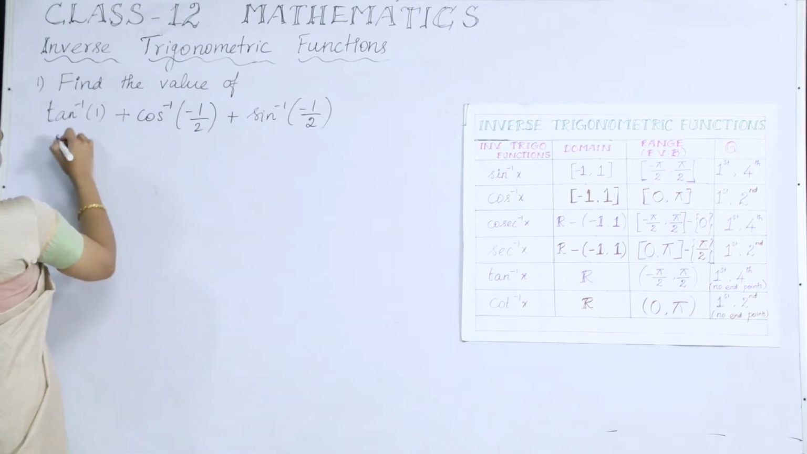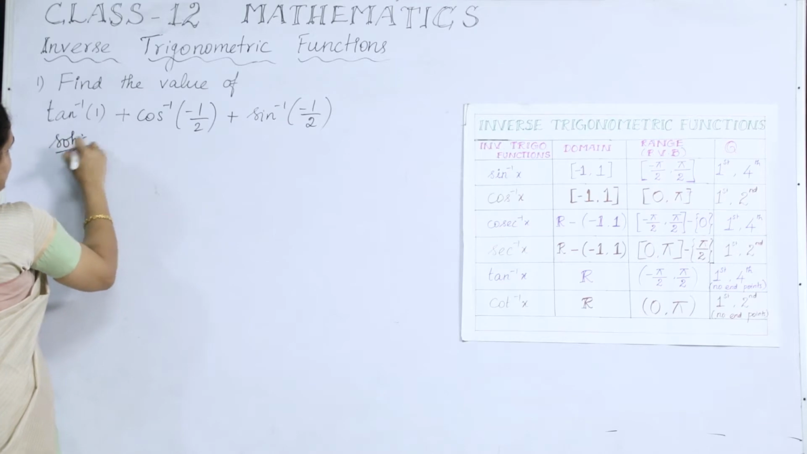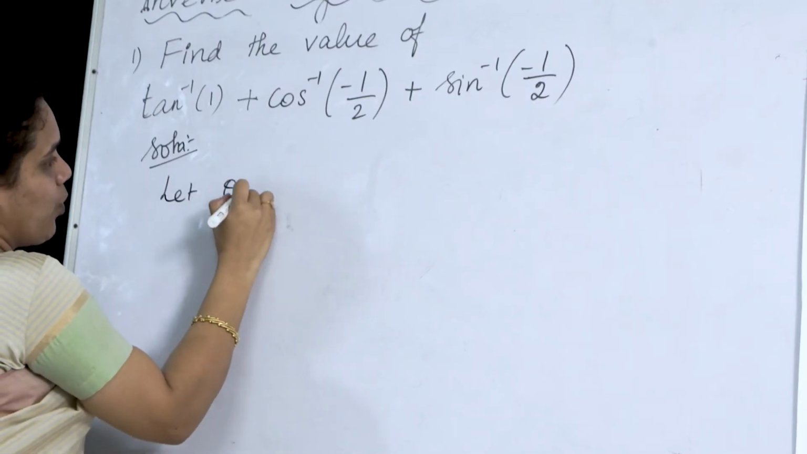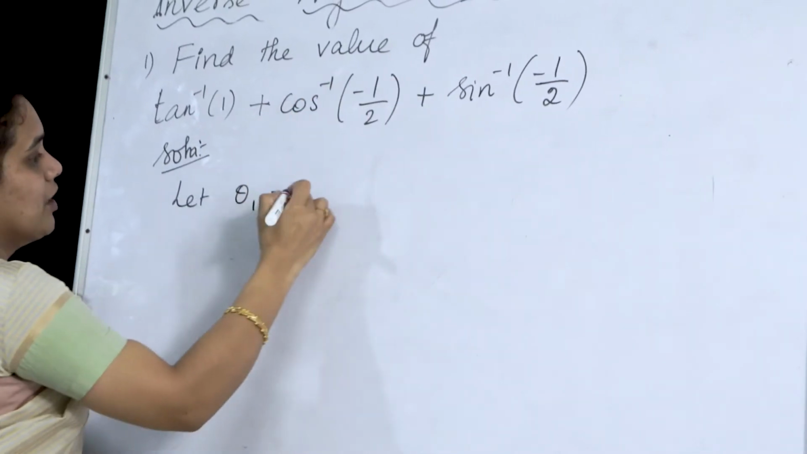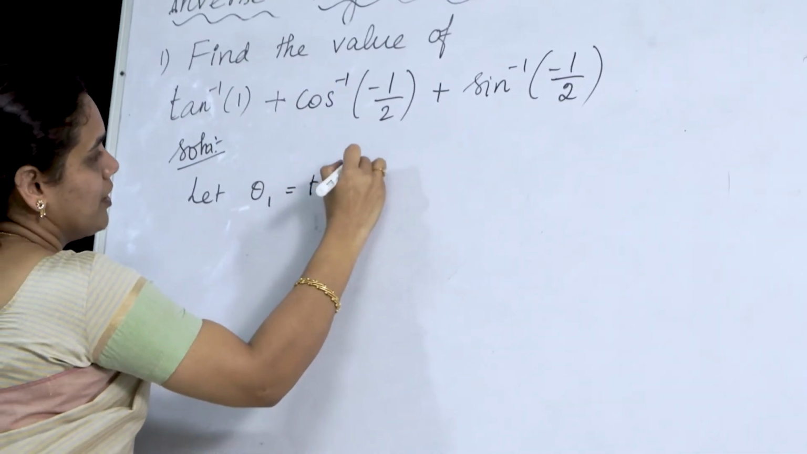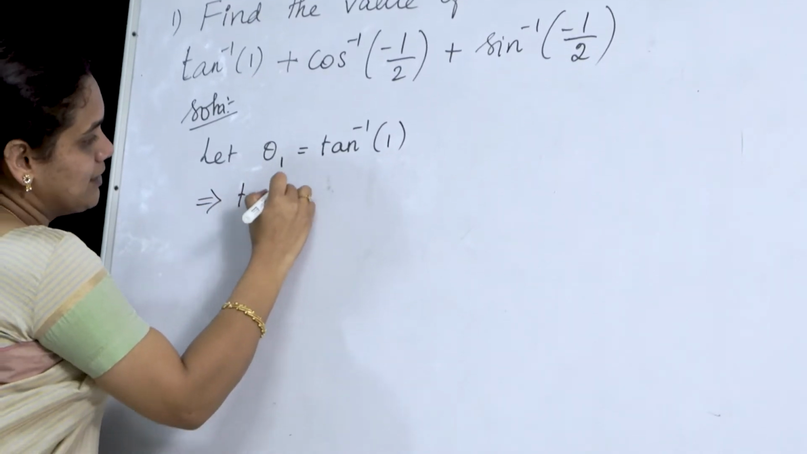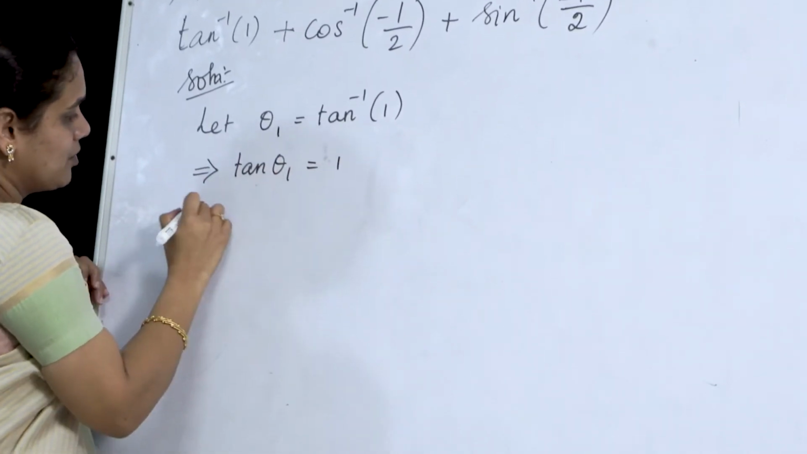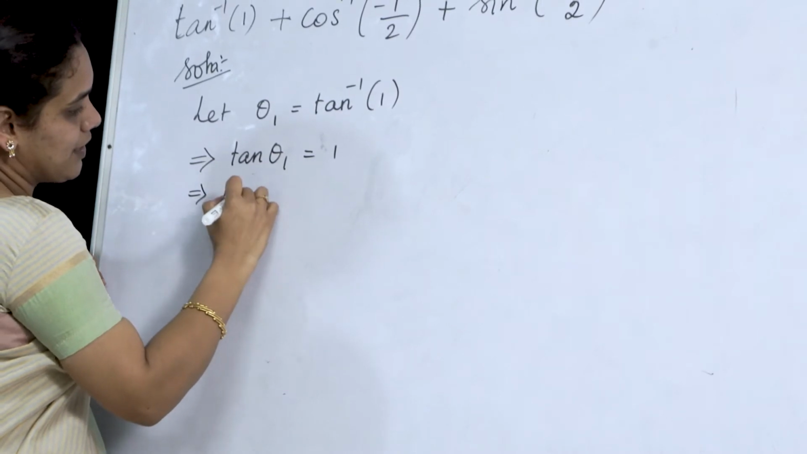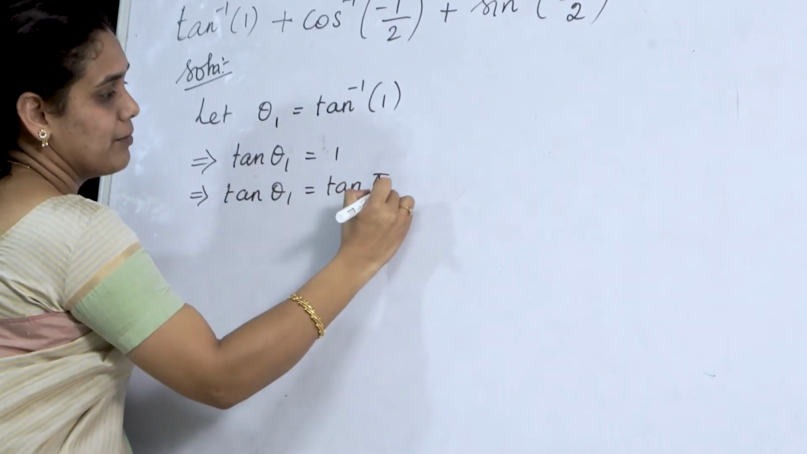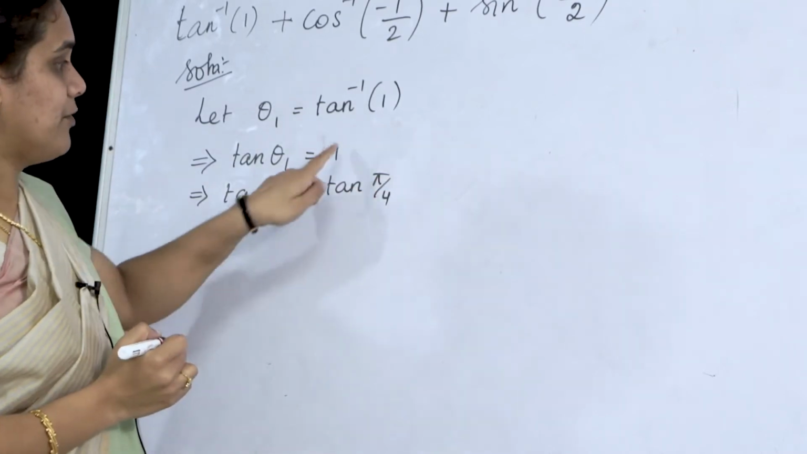So, let us start with tan inverse of 1 first. Since we have 3 functions here, let theta 1 equal tan inverse of 1. So, we can write this as tan theta 1 is 1, which gives us tan theta 1 is equal to tan pi by 4. Pi by 4 is 45, and tan pi by 4 is 1.